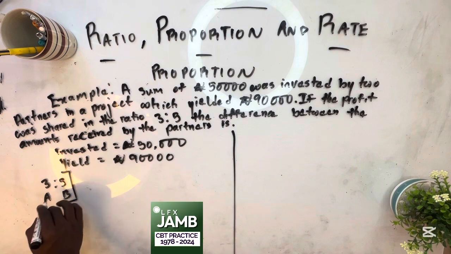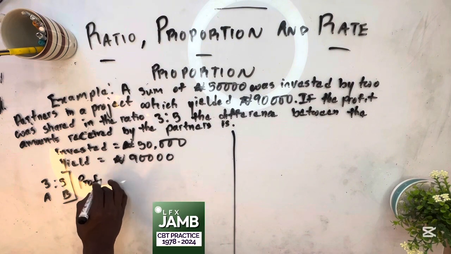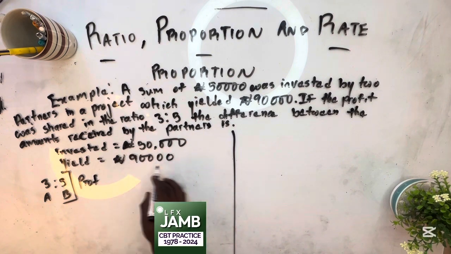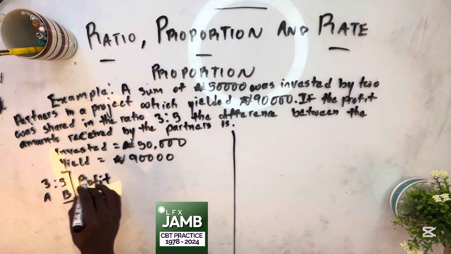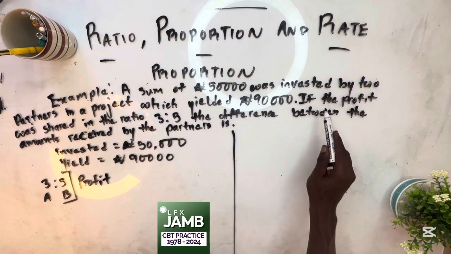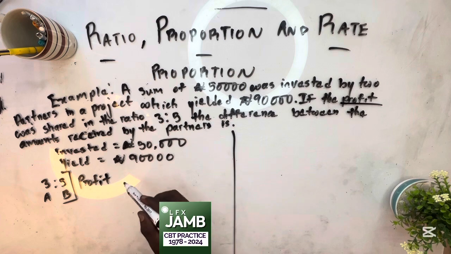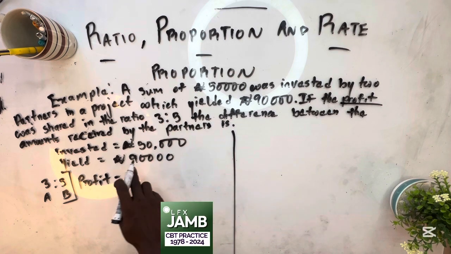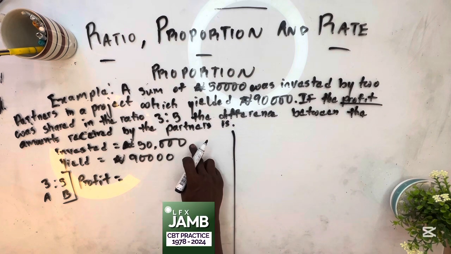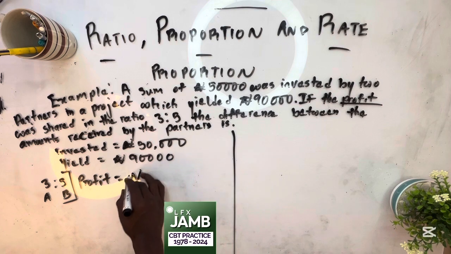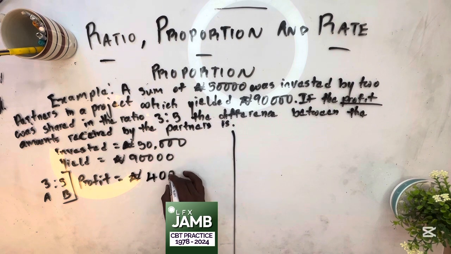Now what was shared is the profit. This is the capital, this is the yield. We need to know the profit, so to get the profit we need to subtract the capital from the yield, and that will give us 40,000.